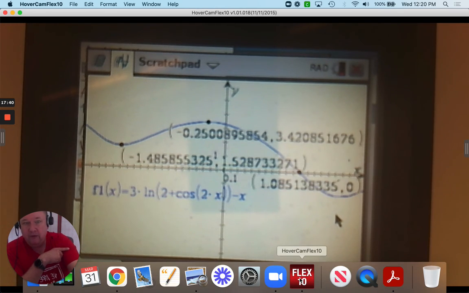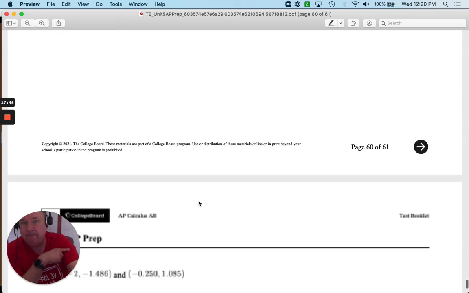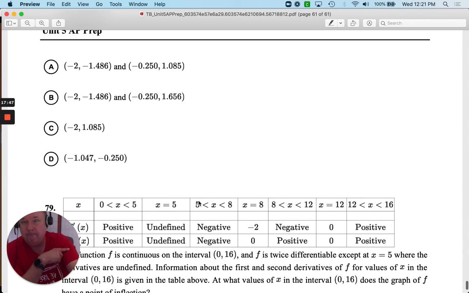So then which one matches that? So the correct answer for the right interval is A. So -2 to here, it's above and decreasing, and -0.25 to that. Both of those intervals, it's above and decreasing.